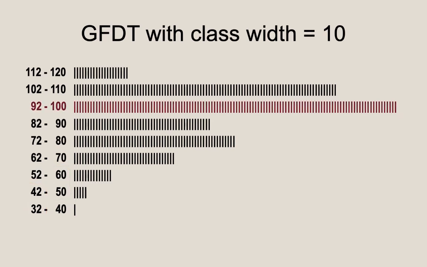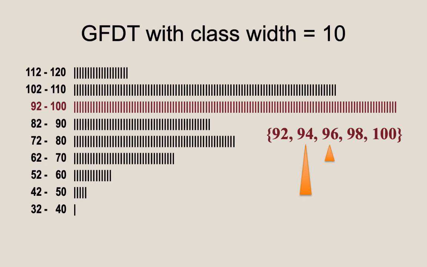We can also look at the modal class, 92 to 100. Again, the class width is 10, but there are only 5 data values possible in each class. In this case, 92, 94, 96, 98, and 100. The midpoint of this class is 96, and this could be the reported mode for this GFDT, which is not quite exactly the true mode of 94 for the raw discrete data, but it is rather close.